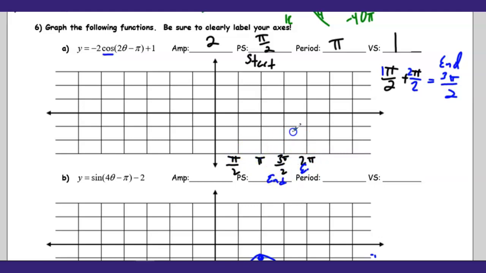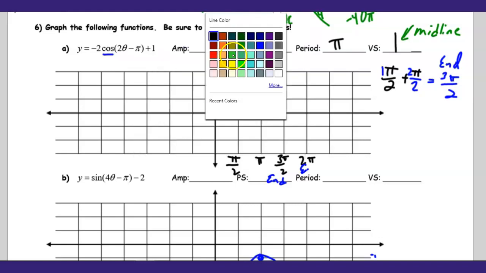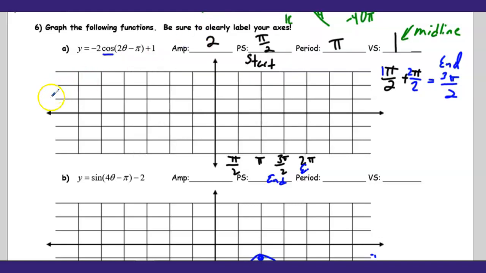Now watch this. The vertical shift is my midline. That means that's the middle. So I'm going to draw an imaginary, it's not imaginary, you can see it, line going across where the vertical shift is at 1. That's my midline. Now, hopefully you're paying attention right here with no distractions. Watch this. My vertical shift is now my midline.